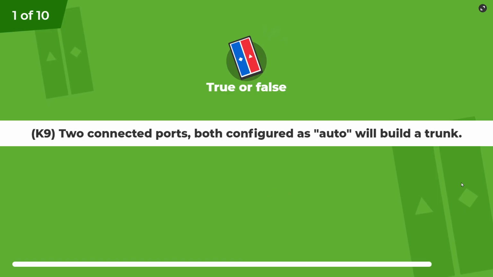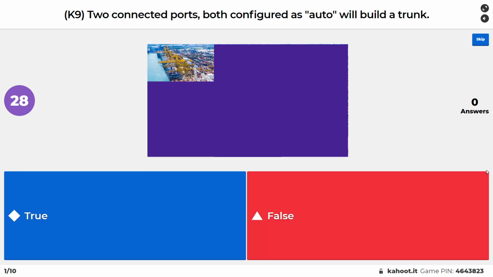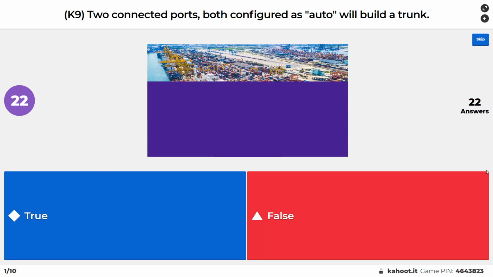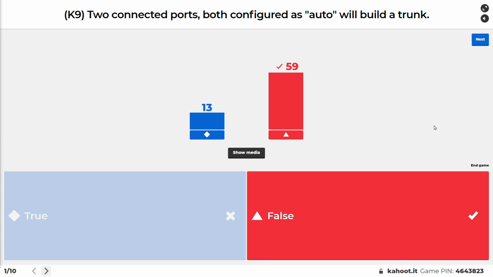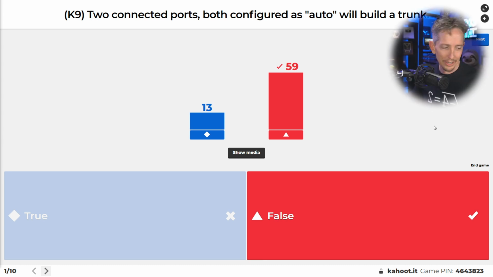Here's our first question. 2 connected ports, both configured as auto, will build a trunk on Cisco gear. All right, that is false. It feels like it ought to work, but it won't.